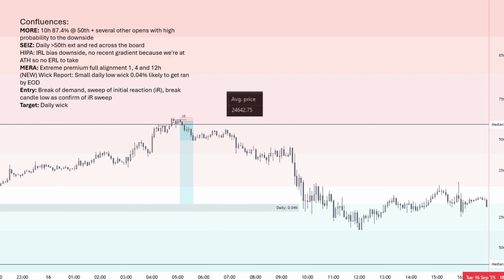So you can see here I've got the list of confluences. We had MERA with some nice high probability open retests. SEIZ, we were pushing external highs across the board. HIPA, we had a lot of downside targets with good probability as well. MERA was obviously at extreme premium, but it had some other interesting things to show as well. And then I'll go through the entry and what the target was.